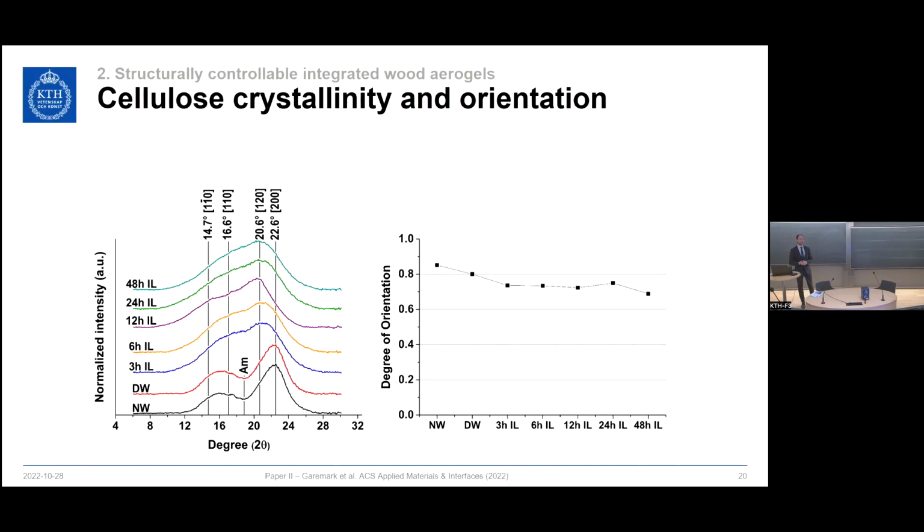We then studied the cellulose crystallinity. And what we see is already after 3 hours, most of the cellulose has become amorphous cellulose. And this signal does not change much over time. We then studied the degree of orientation, and we can see that already after the first 3 hours, we have lost most of the degree of orientation, and then it stays stable.